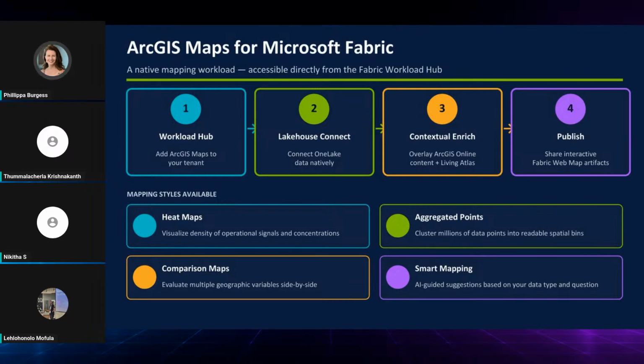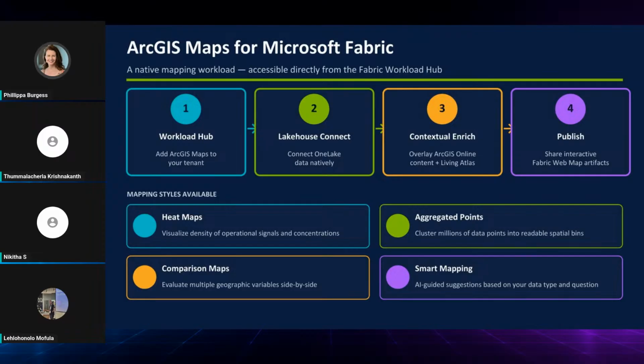So start with your workload hub and then connect that to OneLake. And then you can do that contextual enrichment, so overlay the ArcGIS Online context and Living Atlas, and publish it. So share interactive Fabric web map artifacts.